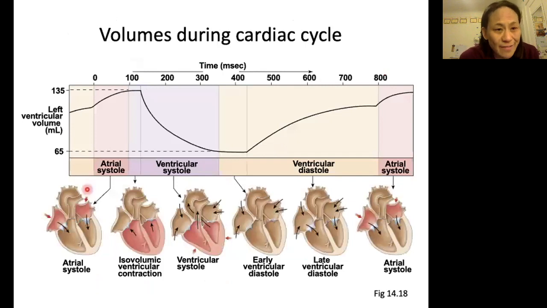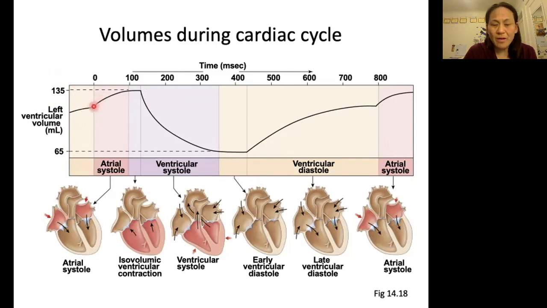If we plot that volume over time, it's going to look like this, right? So taking a look at this graph right here, we have left ventricular volume on the y-axis and time on the x-axis. Just to walk you through this a little bit, starting with diastole, right here, we've been filling the heart with blood.